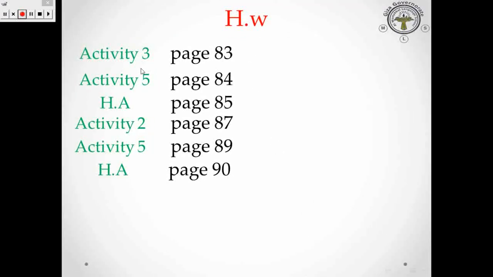Homework. Activity 3 page 83 and activity 5 page 84. Home activity page 85. Activity 2 page 87. Activity 5 page 89. Home activity page 90.